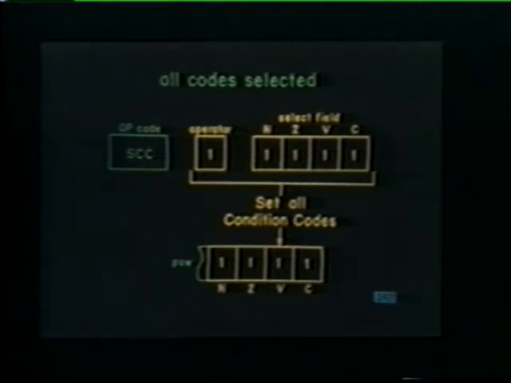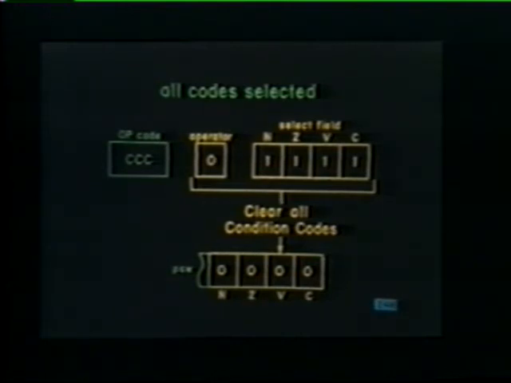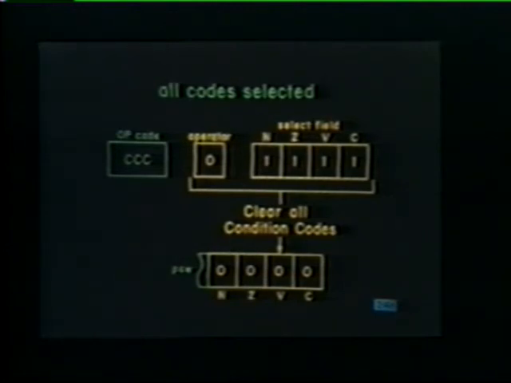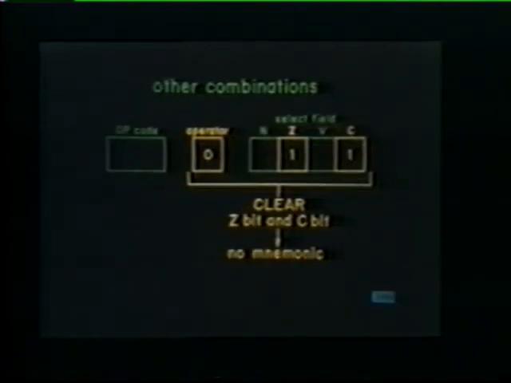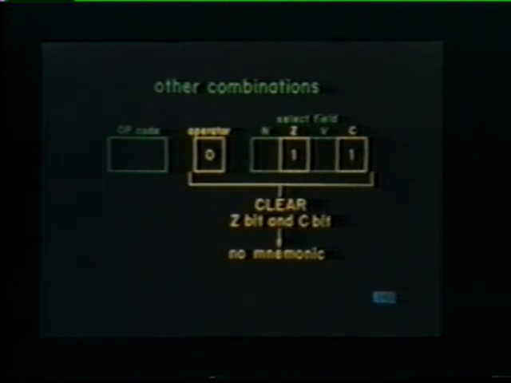We can assign the mnemonic SCC to this instruction. On the other hand, if all codes are again selected, but the operator specifies a clear operation, then we are saying clear all condition codes, or CCC. Notice that there are many other combinations possible. Here we're specifying a clear operation for the Z and C bits. However, there is no mnemonic for this instruction. You must remember that you can operate on any combination of bits, say 1, 2, or 3 bits, but you must use the octal opcode because no assembler mnemonics exist for these combinations.